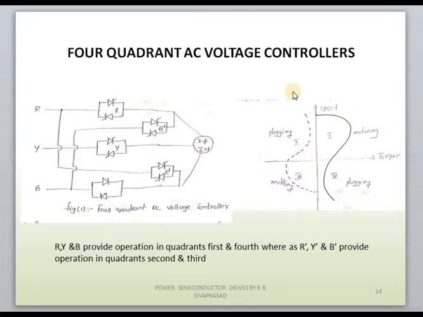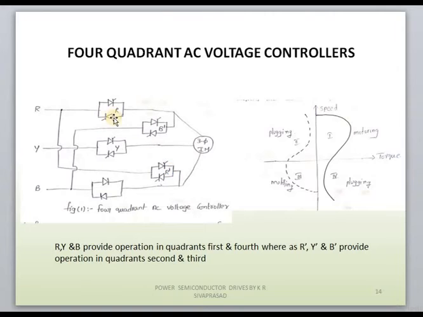How can you use this for 4-quadrant operation? See the circuit diagram here: R, Y, B phases. Each phase, for example, R phase, has a set of SCRs indicated as R, Y phase has a set of SCRs indicated as Y, and B phase SCRs are indicated as B. Whereas for 4-quadrant operation, we are additionally including 2 sets of SCRs connected in anti-parallel, that is R dash and B dash. R dash is connected between R and B, whereas B dash is connected between R and B.